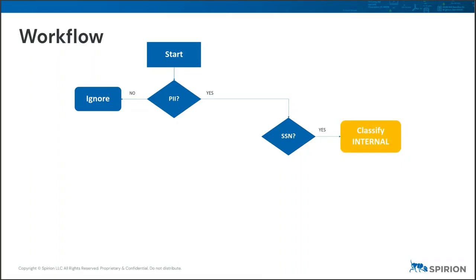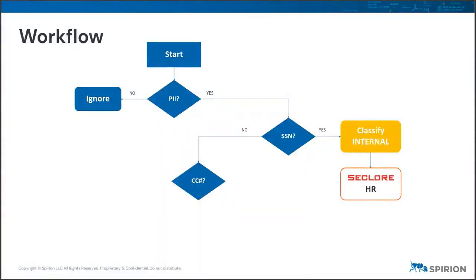If it is a social security number, we can set up a policy very easily that classifies that as internal. And furthermore, we can apply Seclore protection that limits access to these files with social security numbers to HR. Again, overly simplified example, but that's something we can do. So what if there isn't a social security number in there? We know there's PII in there, but it's not a social security number. What else could it be?